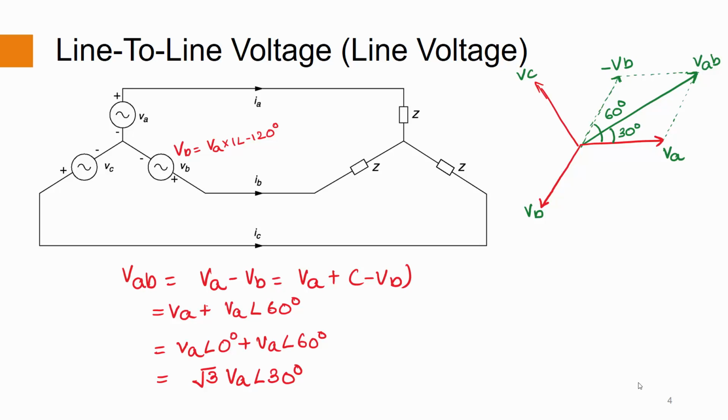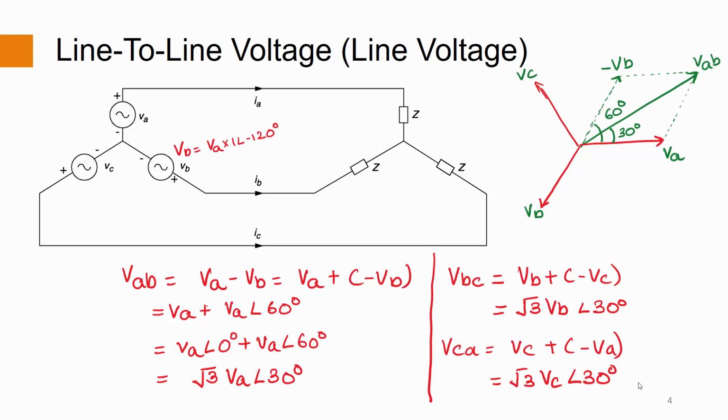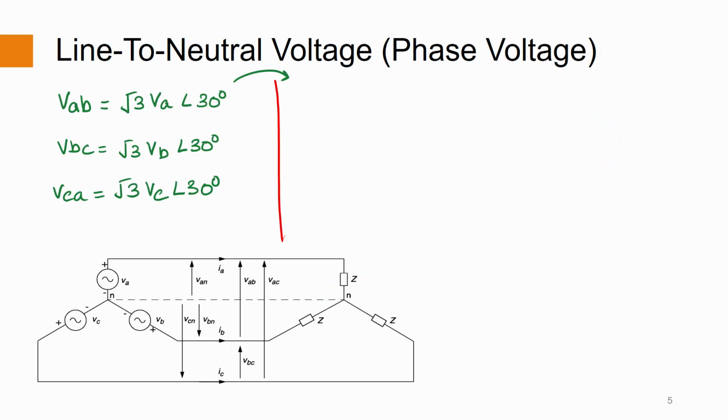Similarly, we can derive VBC as root 3 times VB at an angle of 30 degrees and VCA as root 3 times VC at an angle of 30 degrees. Thus, we get the line voltages with respect to the phase voltages.